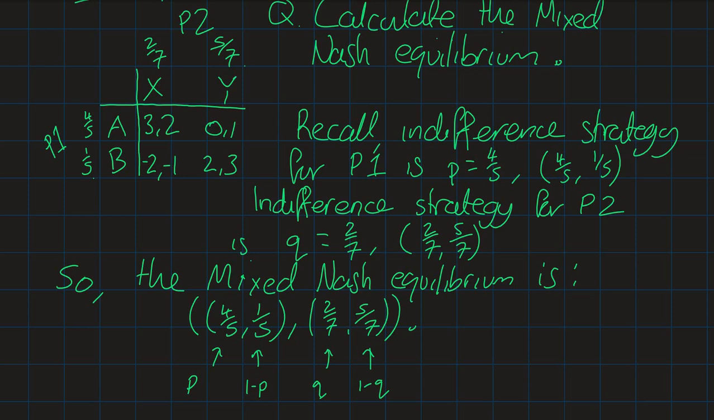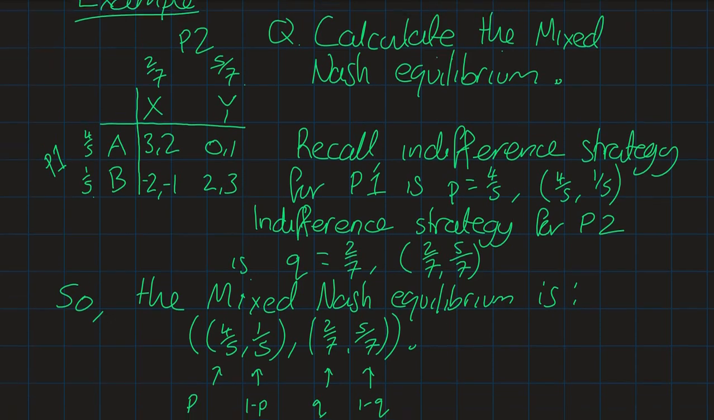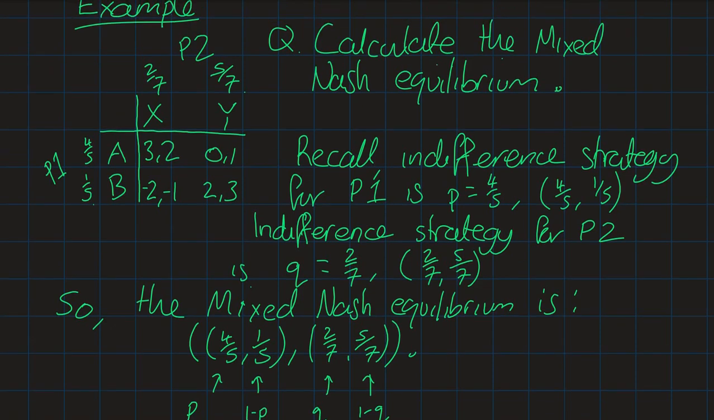So this example was very quick because we'd already worked out the indifference strategies in a previous video. In general, you'll have to work out the indifference strategies for yourself, which is time consuming. We're going to do more practice of this and examine mixed Nash equilibrium more in future videos. But that's the end of this example, and it's the end of this video.